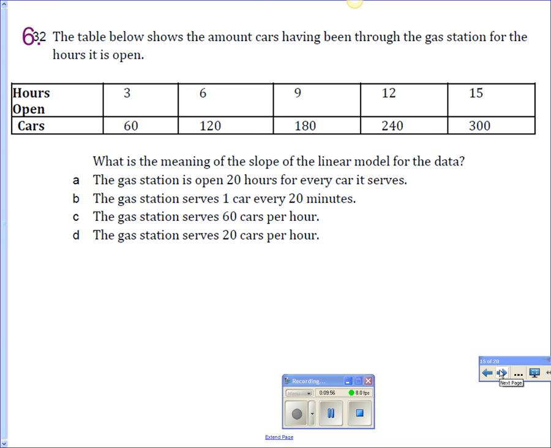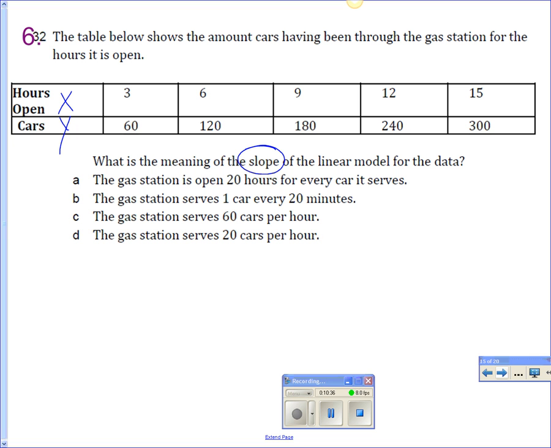Number 6. The table below shows the amount of cars having been through a gas station for the hours it is open. What is the meaning of the slope of the linear model for the data? Elizabeth, what do I want you to do first? Okay. Which one is X? Good. All right. So label that X and Y. That's a good place to start. Julius, what else should I do on this one? Thank you. Circle slope. Circle slope.